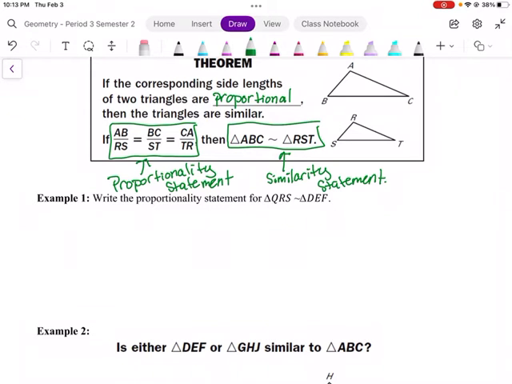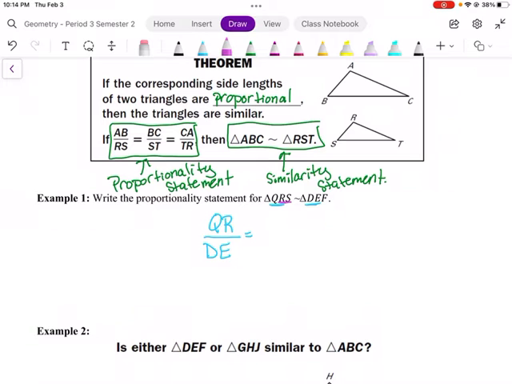So for the first one, we're going to write the proportionality statement for triangle QRS and triangle DEF. So when we're doing this, just like when we had congruent triangles, the order of the names matters. So the first two letters of each triangle represent two sides that are proportional with each other. So when we write our proportionality statement, we can start with QR over DE because these two sides are proportional.